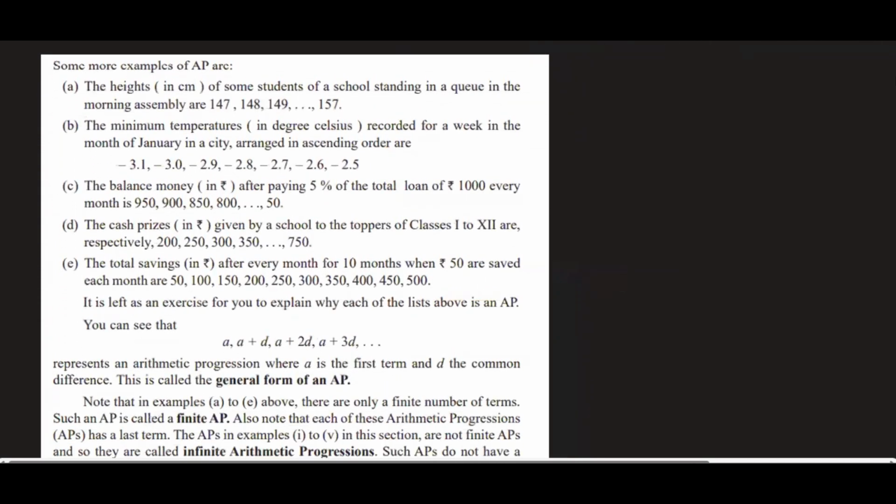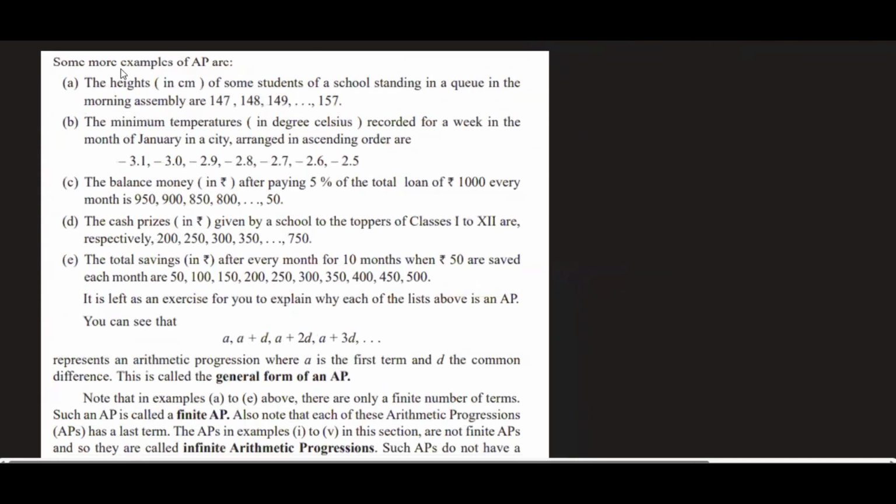Now there are a few more examples of APs. Finally, we will just take my first example: the heights of some students of a school standing in a queue in the morning assembly are 147, 148, 149, and so on till 157.